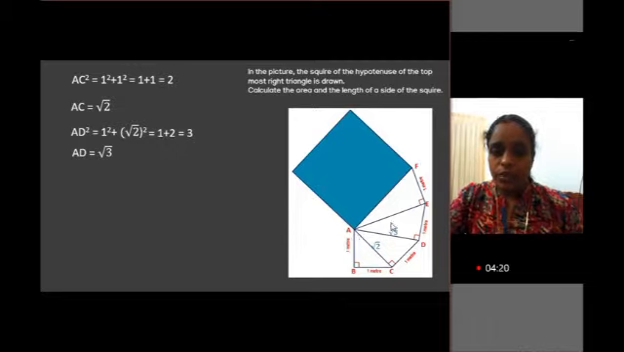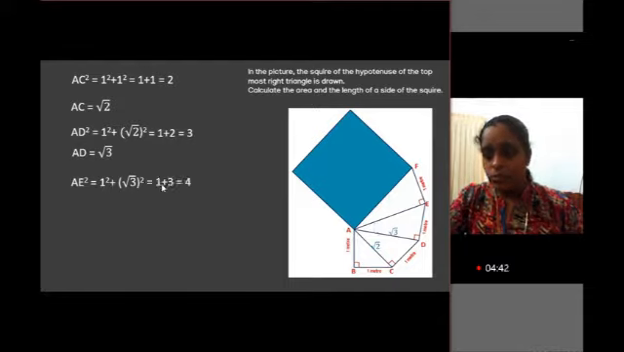Again we are going to find out the length of AE. Here AE square is equal to 1 square plus root 3 square. We are using the same method here because ADE is a right angle triangle. So calculating this, it is equal to 1 plus 3, that's equal to 4. So AE is equal to root 4. Length of AE is root 4 meter. Root 4, that's equal to 2.